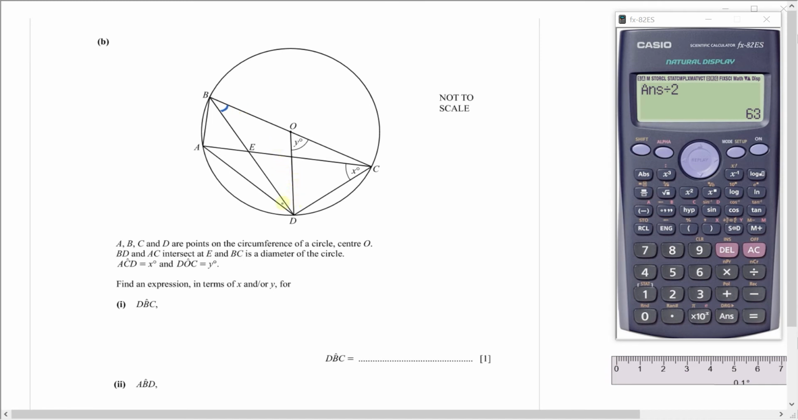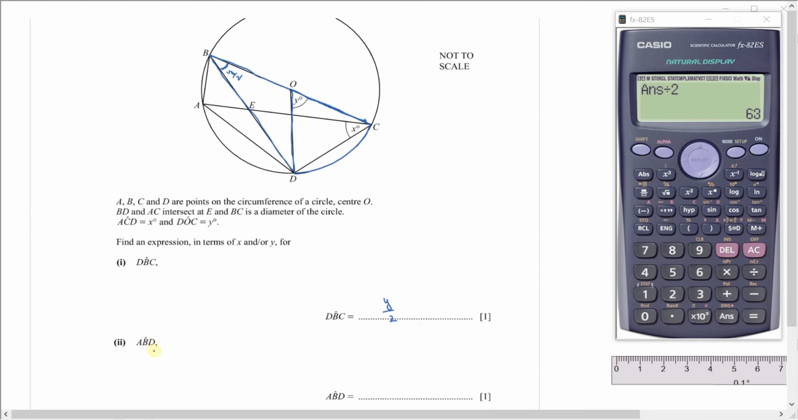So if you look at this angle DBC, it is subtended by this arc and it is subtended at the circumference of this circle. And if you look at this angle y, it is also subtended by this same arc DC at the center of this circle. So this angle will be y over 2, because we know that the angle at the center is twice the angle at the circumference. So angle DBC will be y over 2 degrees.